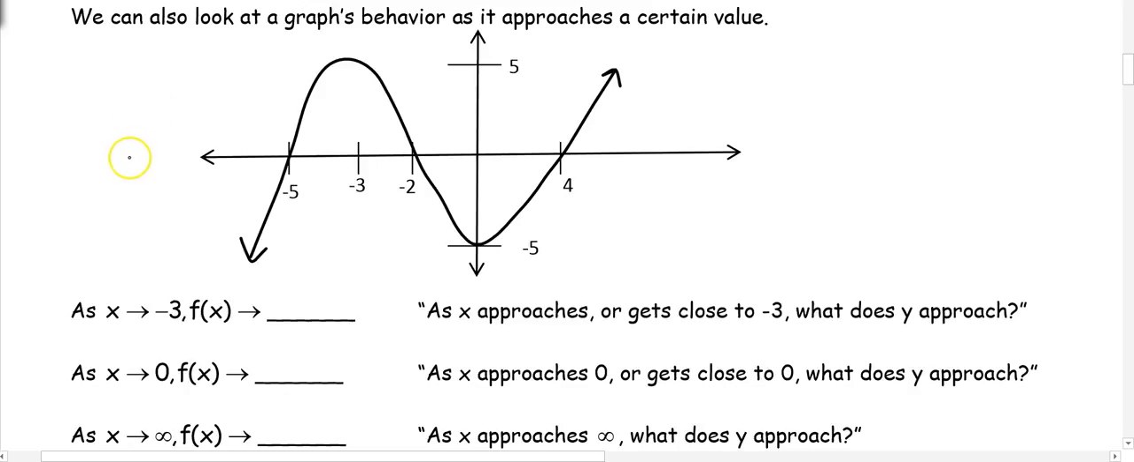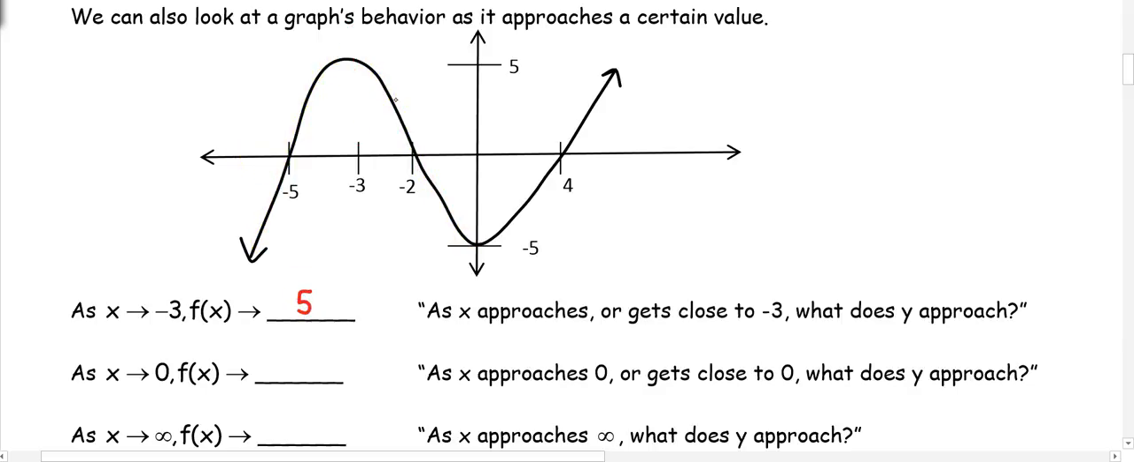We can also look at a graph's behavior as it approaches a certain value. So in this case, when x approaches -3, or as x is getting closer to -3, we follow our axis until we line up with -3, and we follow our graph. It can be from either direction, from this direction or from this direction. What value do we approach? We're looking for the y value at that x value. So if the x value is -3, in this case, the y value would be 5.